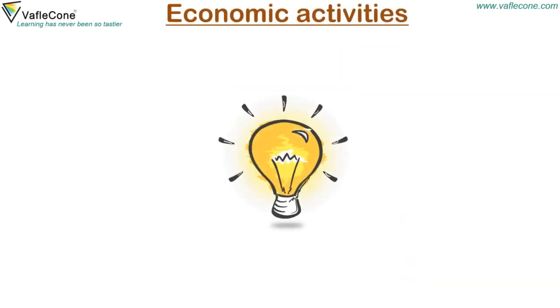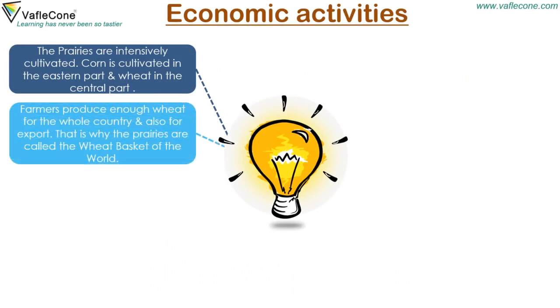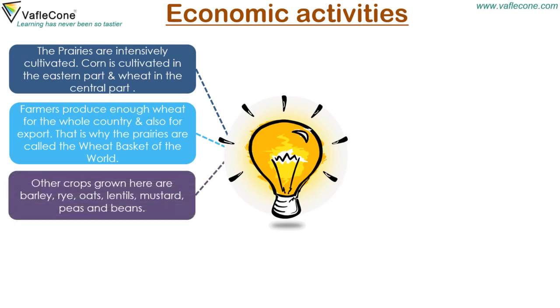Economic activities. The prairies are intensively cultivated. Corn is cultivated in the eastern part and wheat in the central part. Farmers produce enough wheat for the whole country and also for export. That is why the prairies are called the wheat basket of the world. Other crops grown here are barley, rye, oats, lentils, mustard, peas, and beans.